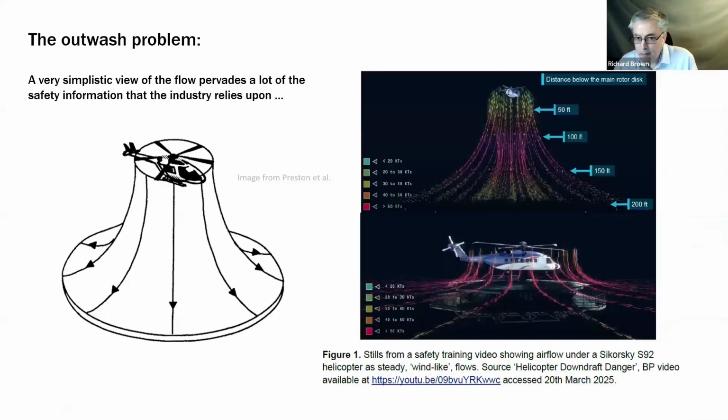This is a very influential publication in the British world, which was produced by BP, where they try to illustrate the dangers posed by the outwash below a heavy helicopter, largely in the context of oil rigs and operations offshore. And essentially their view is the outwash is the steady stream of air out across the deck, into which various people can get into trouble if they immerse themselves in that particular steady stream.